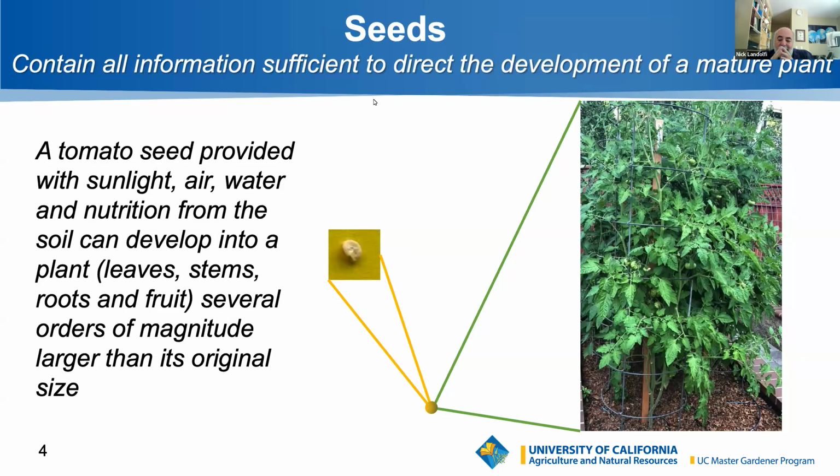This is obvious, but I think the magnitude of a seed's potential is rarely appreciated. A 1/8 inch tomato seed, provided with sunlight, air, water, and nutrition from the soil, can grow into a fully developed plant, leaves, stems, roots, and fruit, that is several orders of magnitude larger than the size of the seed. And all this can take place in 3 to 4 months.